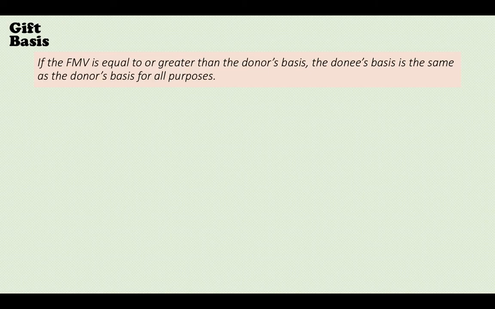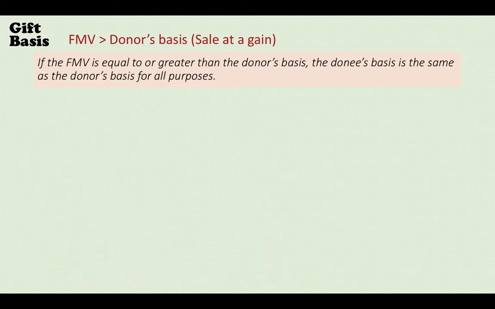Hi, in this video, I'm going to talk about gift basis. So basically we have a situation when the fair market value is greater than the donor basis. Here the fair market value is the market value of the property at the time of the gifting. If it's greater than the donor basis, there are two situations: sales at a gain and later sales at a loss. I'm going to explain what this means.